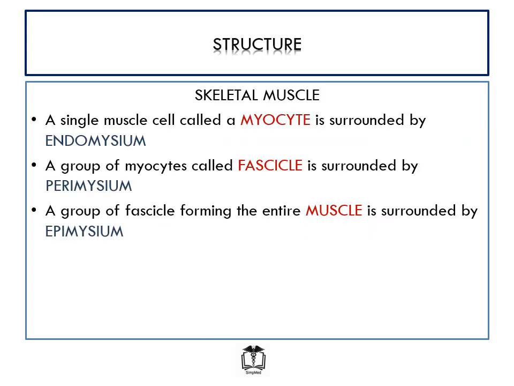So just to describe what I mentioned before, a single muscle fiber tends to be known as a myocyte. It's usually surrounded by an endomysium. A group of muscle fibers will form a fascicle. Fascicle tends to be surrounded by the perimysium. And a group of fascicles will give rise to the muscle tissue, and that is surrounded by an epimysium.